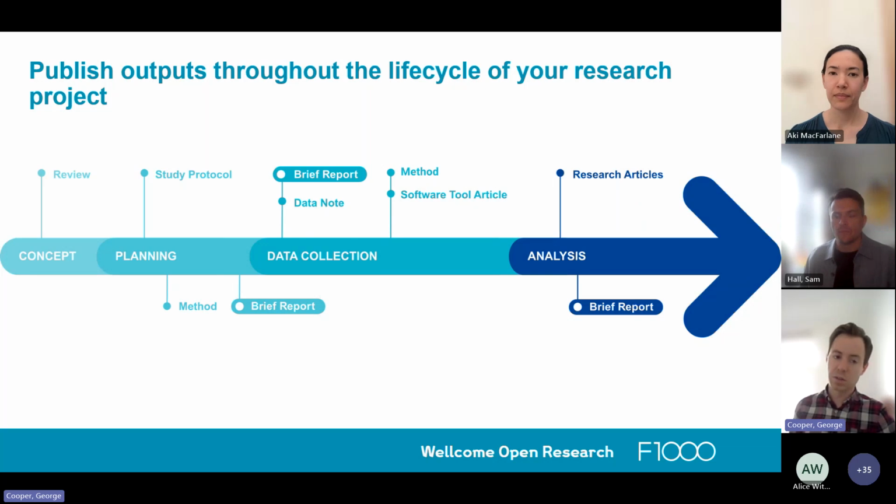These stages could include publishing a review article at the concept formation stage of your research, publishing an initial study protocol, or even a method article when you're at the planning stage, and data collection and data deposition as well. You might want to publish a data note explaining how your data was collected, where it can be found, potential uses or reuses of that data, and likewise any software or code developed in the course of your research can be published in that way.